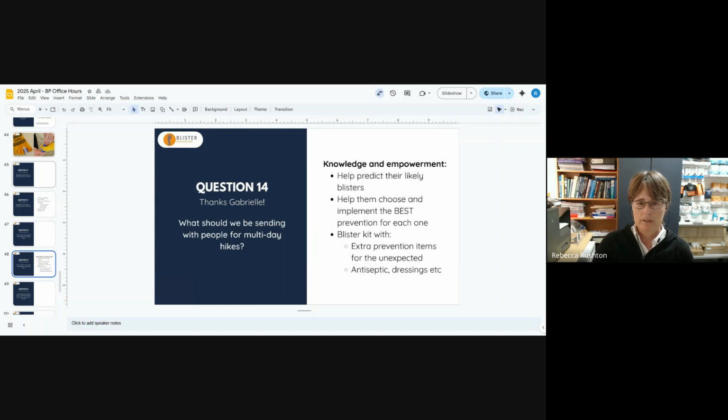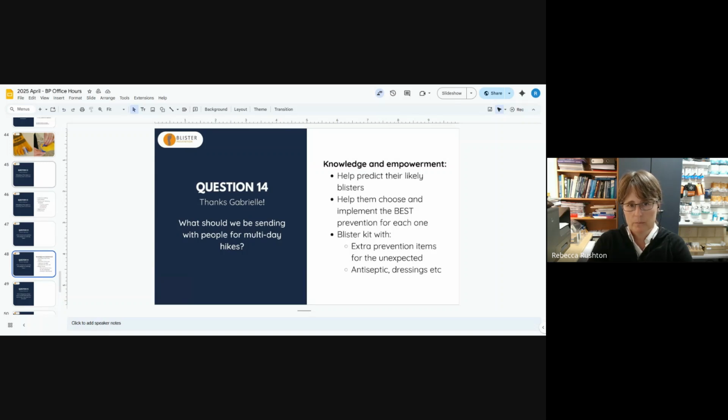Blisters are more predictable than you think. Everyone thinks they're unpredictable. The most predictable thing that we know about blisters is where you're going to get them, because you've had those blisters there before. So these are the most likely blisters that you are going to get. It's your blister history, so talk through with your patient their blister history. Expect those blisters, help them choose and implement the best prevention for each of those locations, and then send them away with a blister kit, or show them where to get a good blister kit.